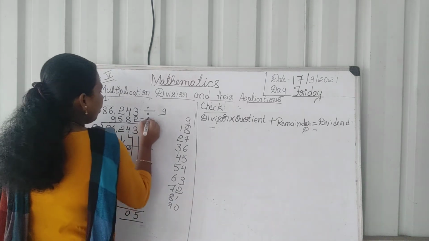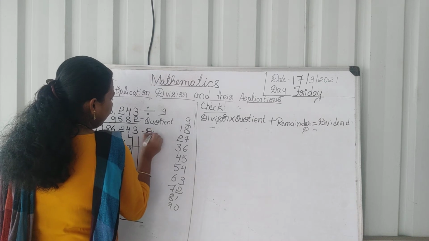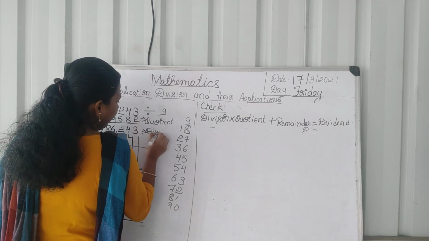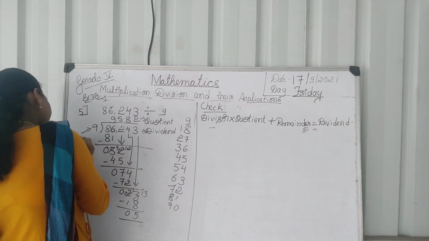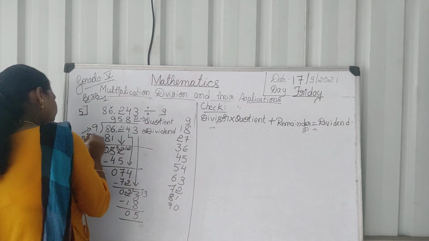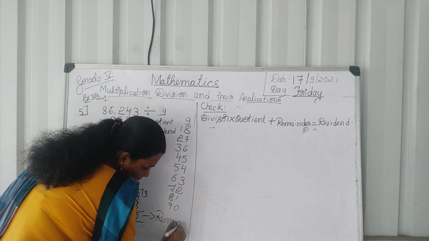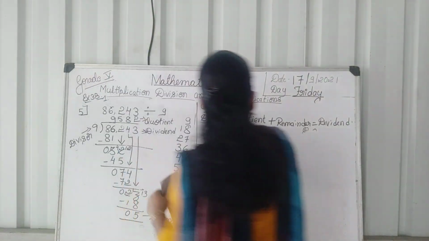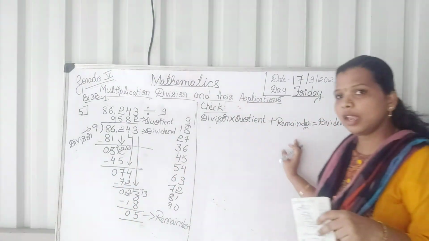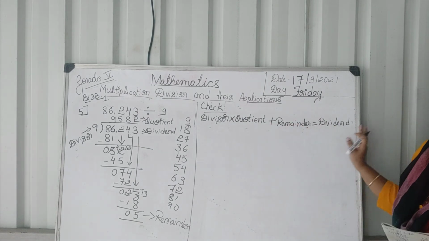Here this is what? Quotient. This is dividend. And this is divisor. And this is the remainder. Now we can check our division by using the same formula. Divisor into quotient plus remainder is equal to what?